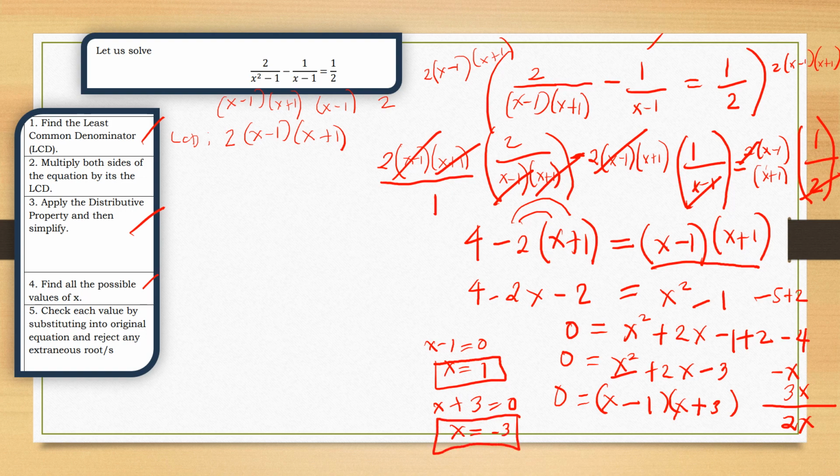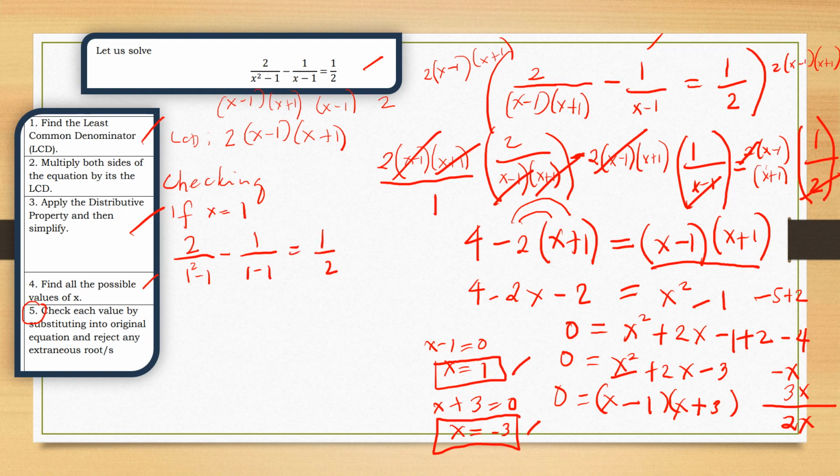Pero, we have to check for the extraneous root. Sigurado ba tayo na roots itong dalawang to? For us to check if there are really a solution of the given equation, let us check. Checking. If x is equal to 1, idiretso na natin siya. 2 over x squared minus 1, 1 squared minus 1 minus 1 over 1 minus 1 equals 1 over 2.